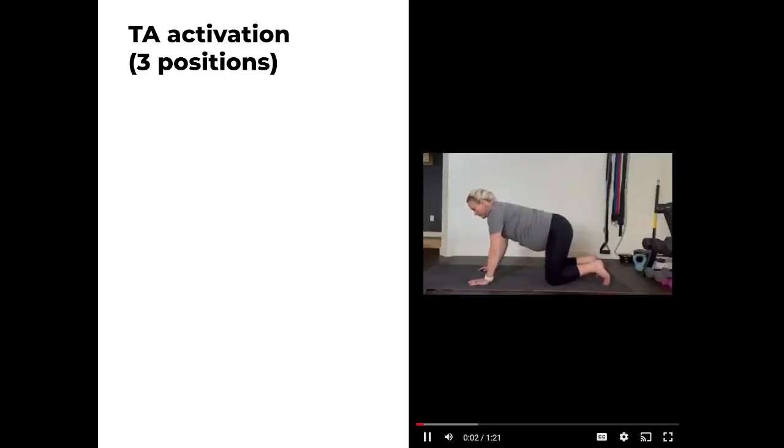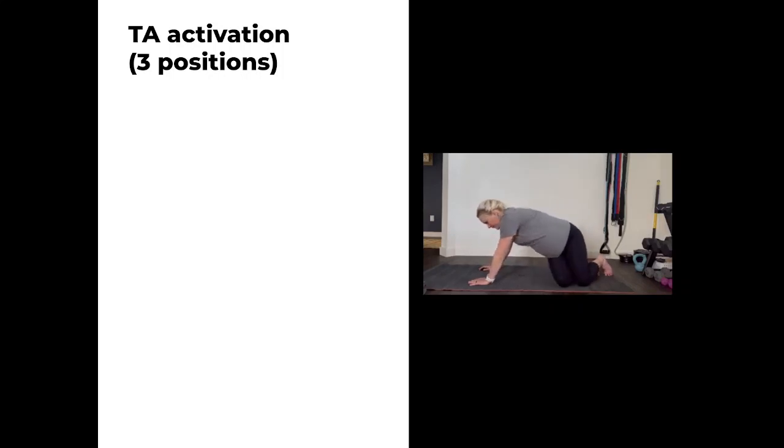This is transverse abdominis activation in 3 different positions. So starting on hands and knees with a neutral spine and pelvic alignment, you want to inhale through your nose, expanding the rib cage and belly. Exhale through your mouth as you think of hugging your belly and your baby towards your spine without moving the spine or the pelvis. While you maintain this muscle activation, keep a normal rhythmic breathing pattern and hold this for 10 seconds.